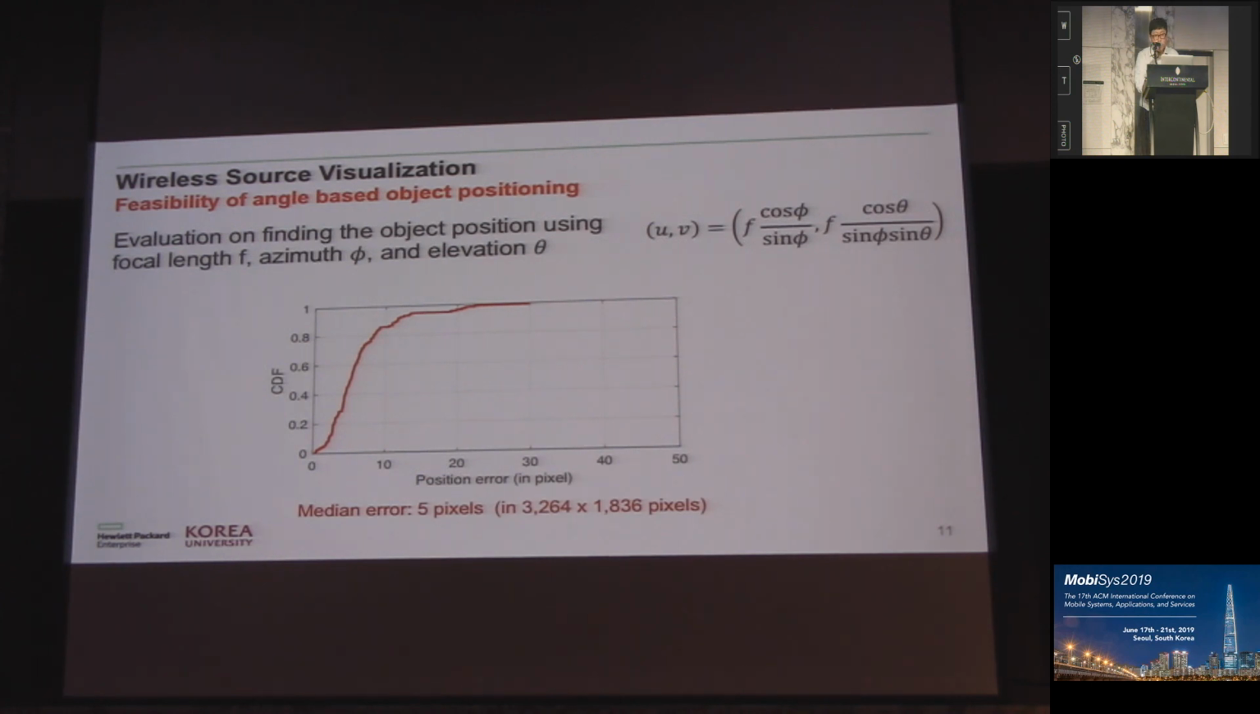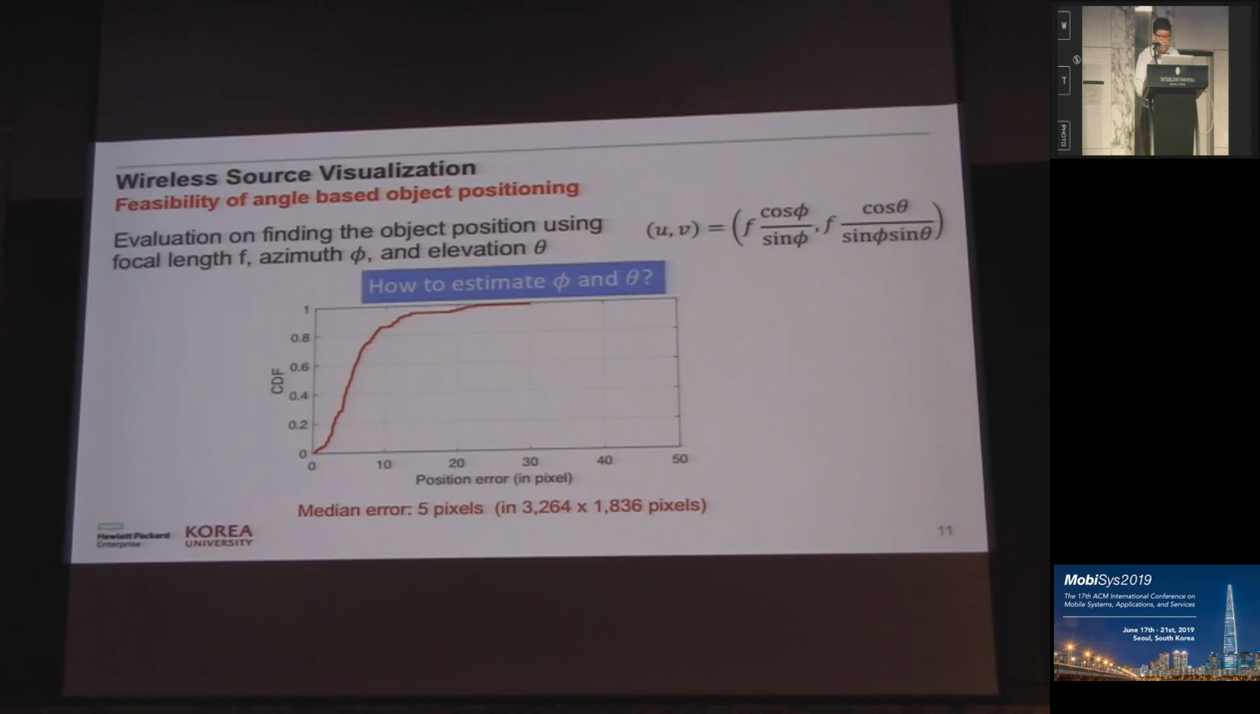To see how accurately we can find the object location only relying on the azimuth and elevation, we conducted a simple experiment. Using a Microsoft Surface tablet, we took pictures of the objects. Then, using the ground truth azimuth and elevation angles, we estimated the position of the object in the picture and compared it with the ground truth position. The result shows the median and maximum errors are only around 5 and 20 pixels, which is likely to be measurement noise. This result shows that the angle-based position tracking is very accurate.